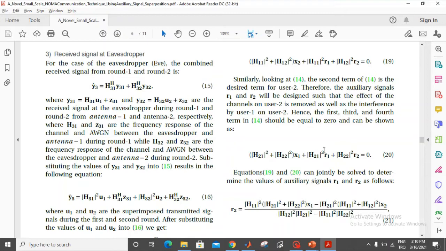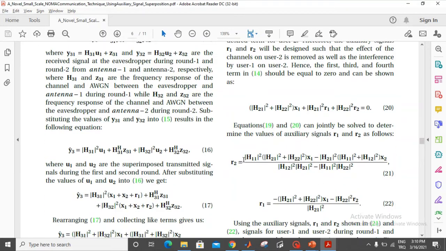So using these two equations here, we have two equations and two unknowns. R1 and R2 are the unknowns. We are now able to calculate our R2 and our R1.